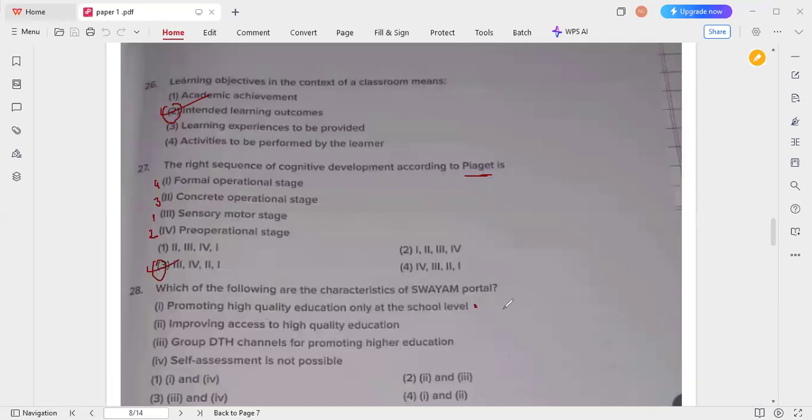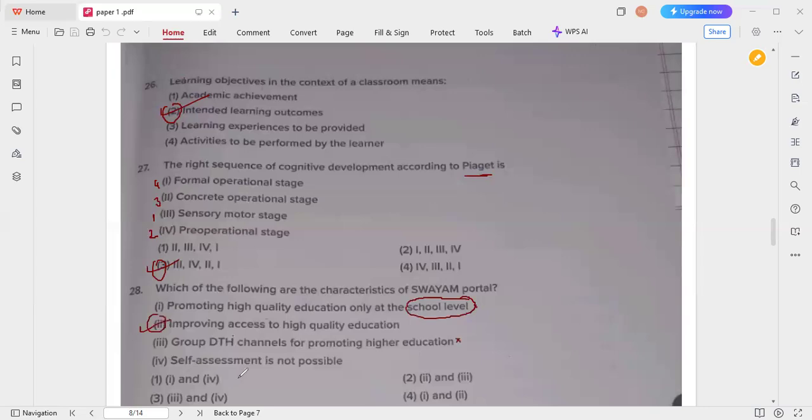So here, this Swayam portal is not only for the school level. It is not fixed to the school level like that, and it will improve the access to high quality education. This statement 2 is correct. And this, group DTA channels for promoting higher education, no, this is also not correct. Then self assessment is not possible. Actually, self assessment is possible in this Swayam portal. So apart from these four options, only second option is correct.